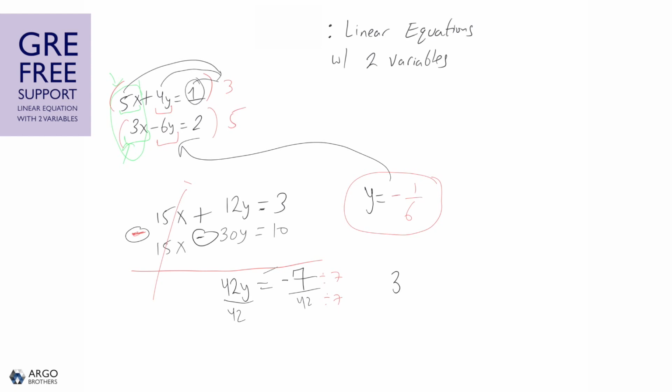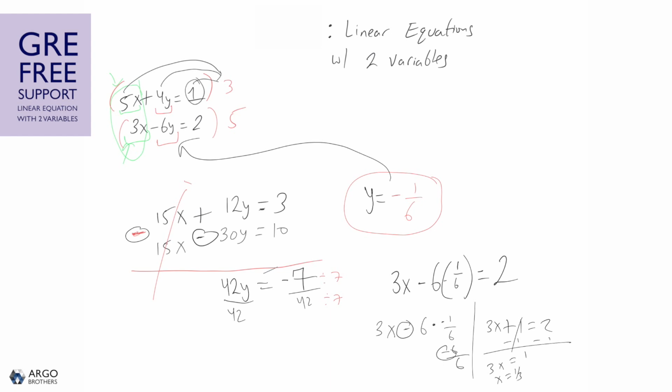So I have 3x minus 6 times negative 1/6 over here is equal to 2. And now let's see what we get. 3x minus 6 times negative 1 over 6, which is simply going to give us negative 6 over 6, which is negative 1. But please notice, I have a minus sign here and a negative sign here, so it really becomes plus 1. So what do you get? You get 3x plus 1 is equal to 2. You can subtract 1 from each side. 3x is equal to 1. And I will get that x is equal to 1/3.